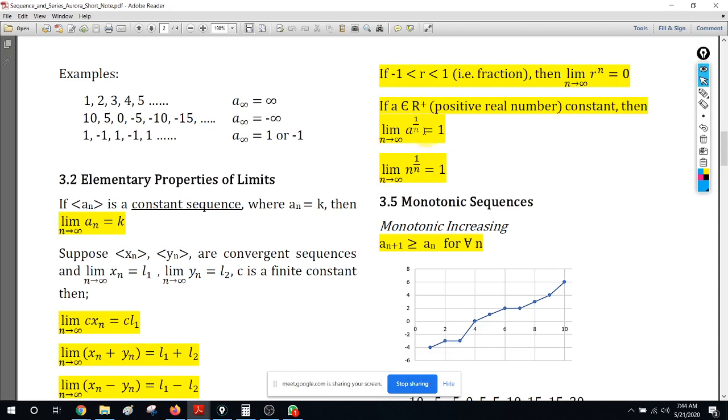Let's take an example. Let's say A is a positive real number constant. Then it says the nth root, when n is going to infinity, is going to be closer and closer to 1, therefore we can say it's 1. Right, so you can just take an example, say A is 10.